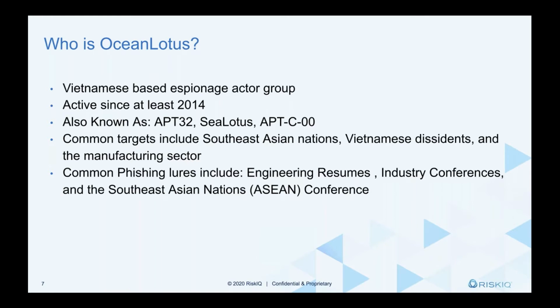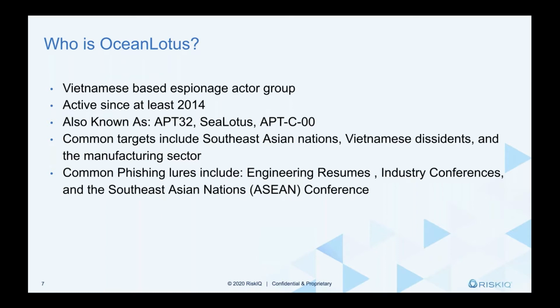But it's certainly something that a lot of companies deal with. So instead of focusing on Russia, we wanted to focus on Ocean Lotus, which has been attributed back to Vietnam. This actor is particularly interesting. We've been tracking it for quite some time. It's been active since about 2014, and has other names, going by APT 32, Sea Lotus, APT C00.